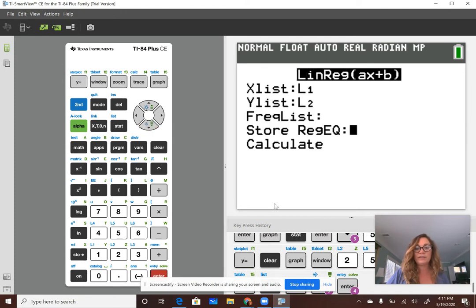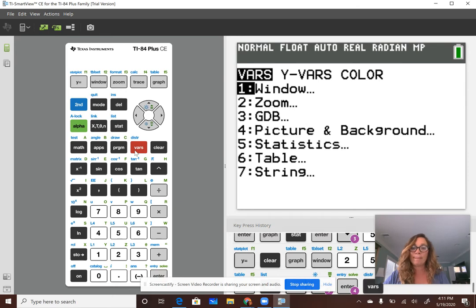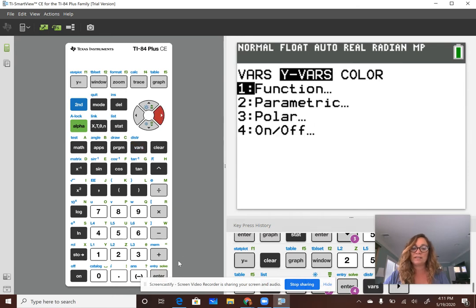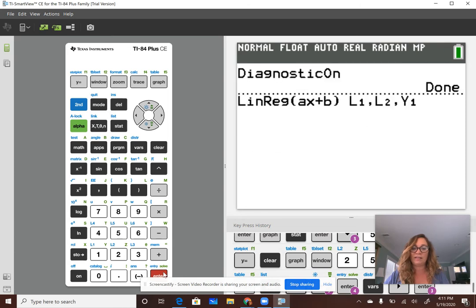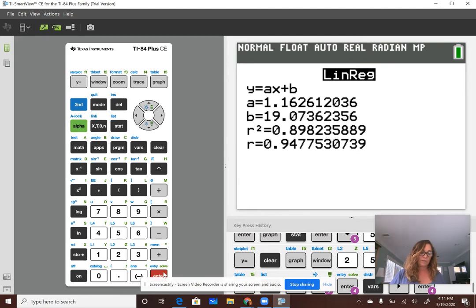And what I do where it says store regression equation is I send that to my Y sub 1. So to do that, you hit vars, arrow over to Y vars, hit enter and enter again, and then enter to calculate. And there we go. So it's telling me that the equation for my line of best fit is y equals 1.16x plus 19, just 19 because they want nearest integer.